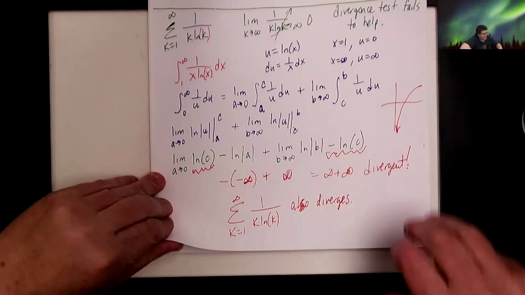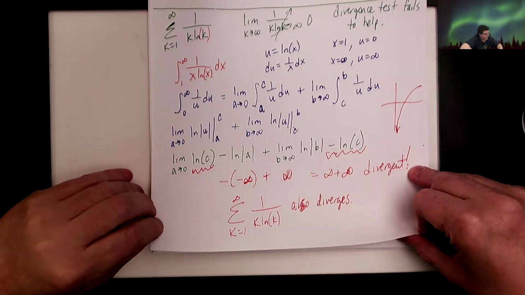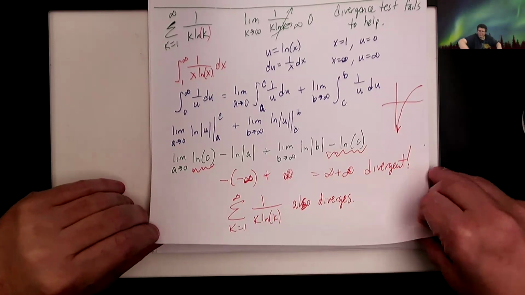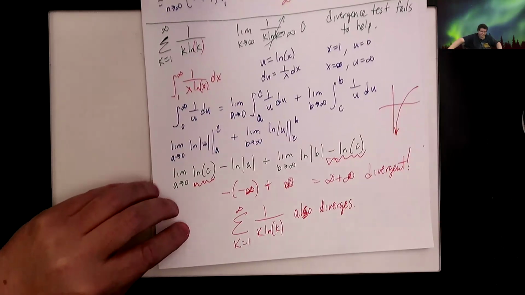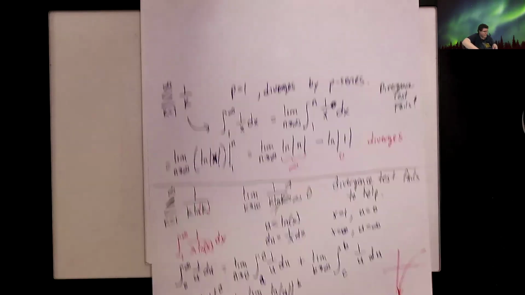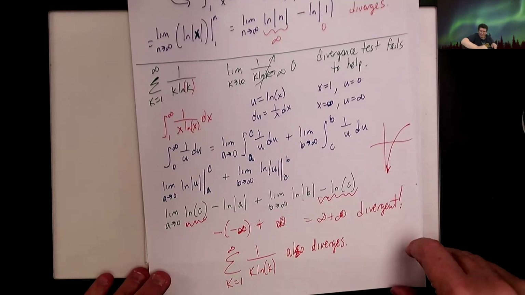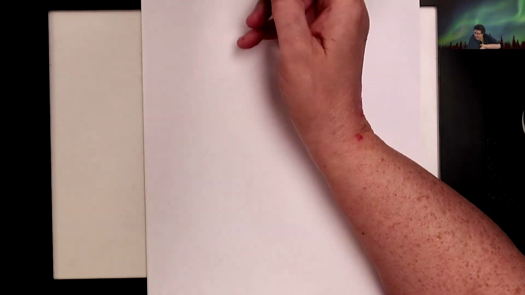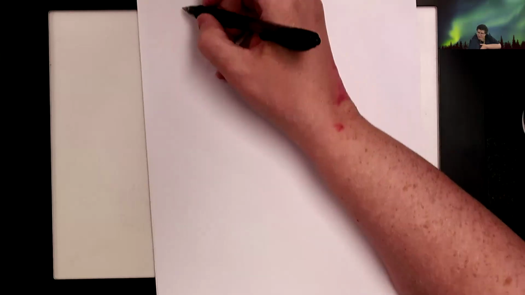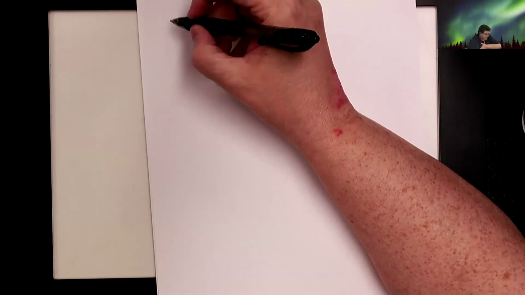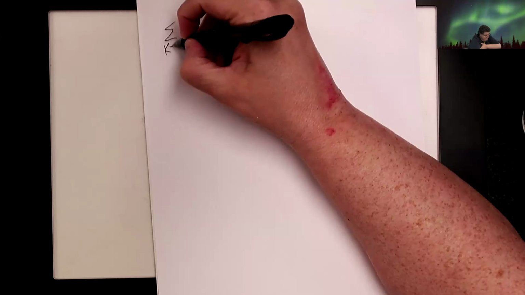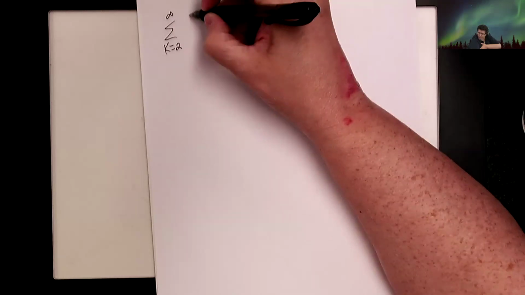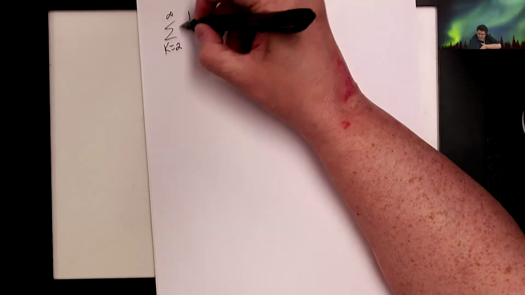One more real quick. Does anyone need that up longer? Let's take a look at the sum from k equals 2 to infinity of 1 over k squared minus 1.